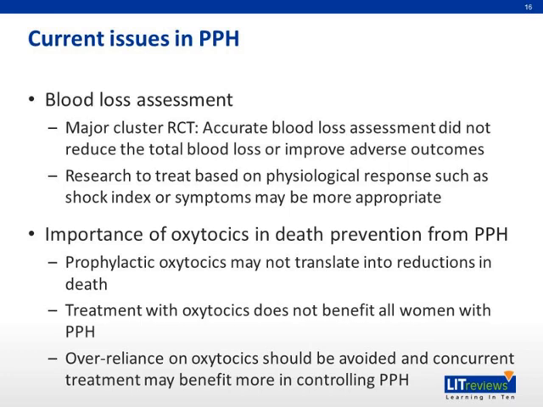Other causes such as uterine ruptures, placenta previa, and lacerations and hematomas may come into play, and oxytocins in such situations and cases may not be helpful. And therefore, the over-reliance on oxytocins should be avoided. Concurrent treatment should benefit the patient more in controlling the bleeding. And we are talking here about blood transfusions, the use of other medications such as prostaglandins, and other measures such as bimanual compressions and surgical methods.